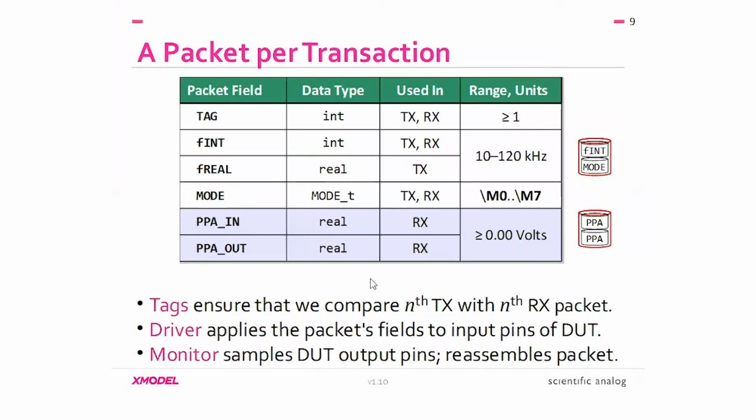Let's look in more detail at the data packets. Each packet corresponds to a given transaction. So it includes both information on the applied frequency and mode and the outputted peak-to-peak sinusoidal amplitude. We found it useful to include a tag as the first field in the packet. Every new transaction, we increment the tag number, and that helps us ensure that we're comparing the same packet going into the DUT with the corresponding packet coming out of the DUT.